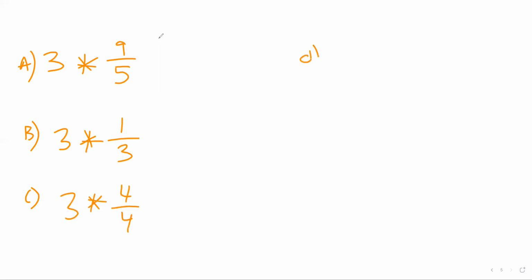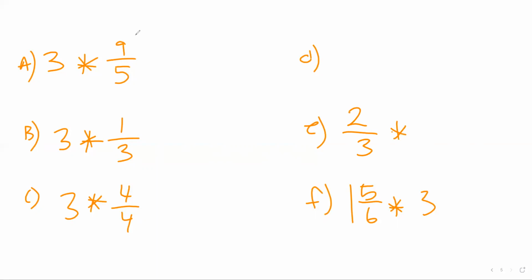Let's do another one. Let's do 6 of them. A, B, C, D, E, and then F. And here, let's say 1 and 5/6 times 3, 2/3 times 3, and 77/100 times 3. Okay. All right.